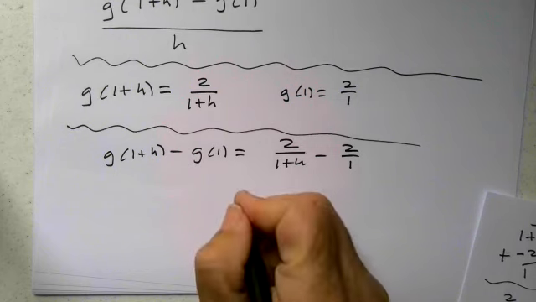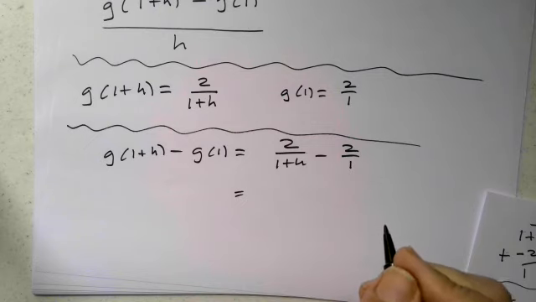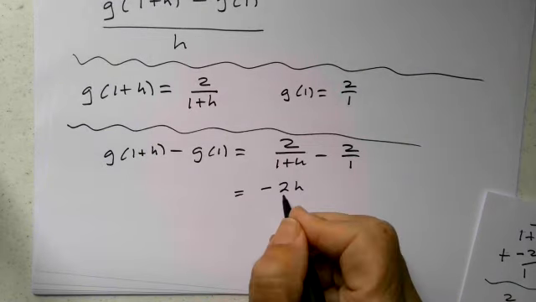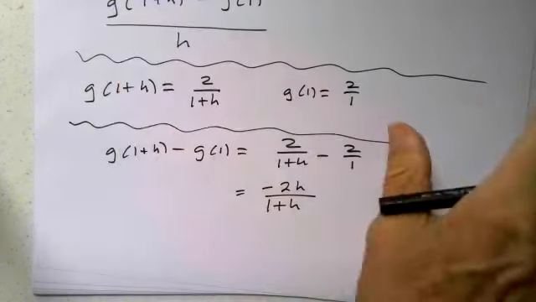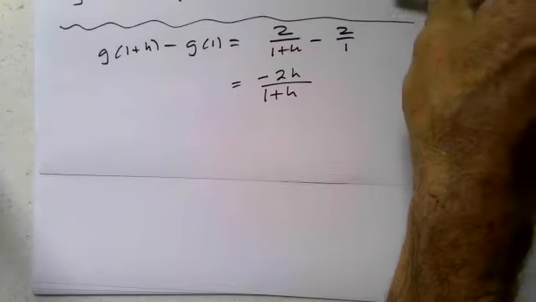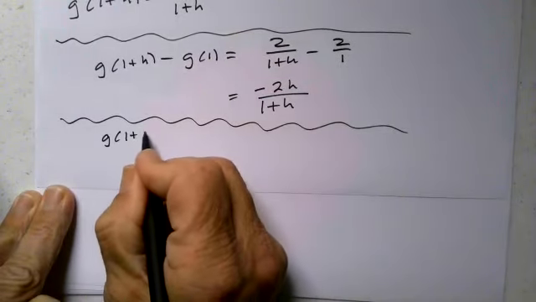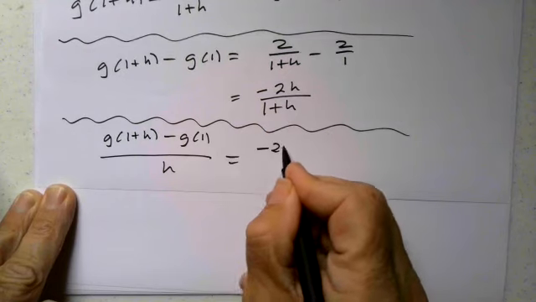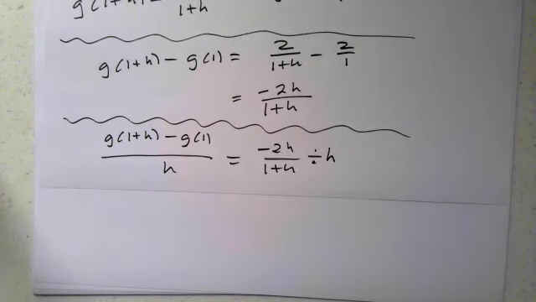So we get negative 2h over 1 plus h. Remember, we're not finished. What do we want to do? We want g of 1 plus h minus g of 1 over h. So how do we do that? G of 1 plus h minus g of 1 over h is all of this all over h, which I'm going to write divided by h. All over h is the same as divided by h.